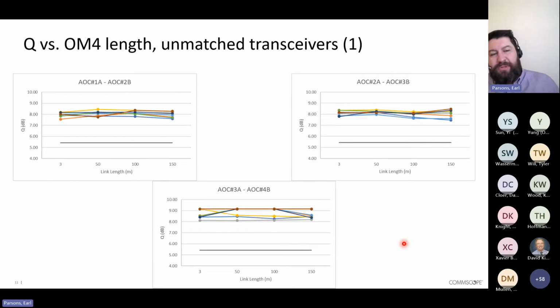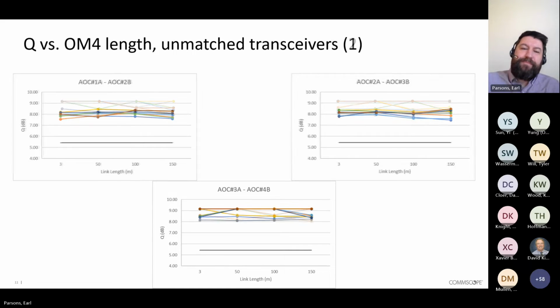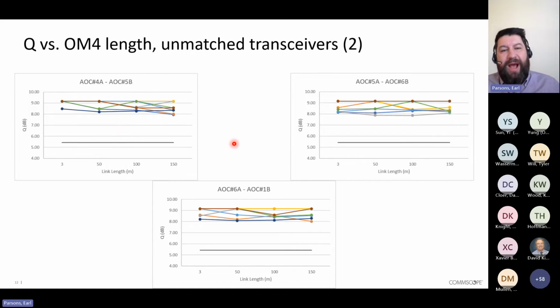Next, we have the same results, but for unmatched transceivers. So with this graph, I took AOC 1A in one port and AOC 2B. These originally didn't come packaged together, but I wanted to make sure that things would work even with unmatched transceivers. And again, whether we have a short patch cord of 3 meters total or 150 meters, we still have quite a bit of margin compared to our Q limit. And these are 3 other combinations that we tested.